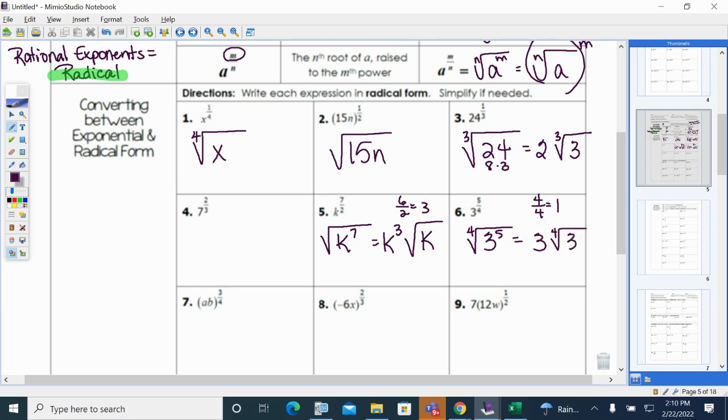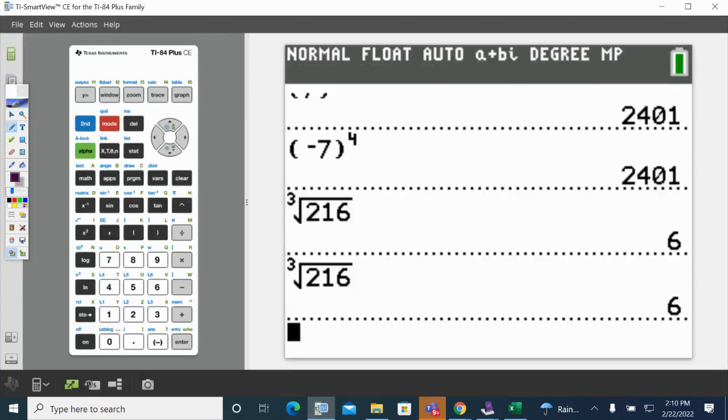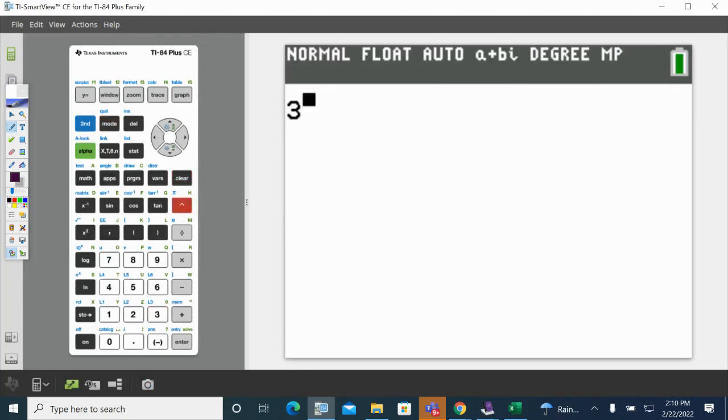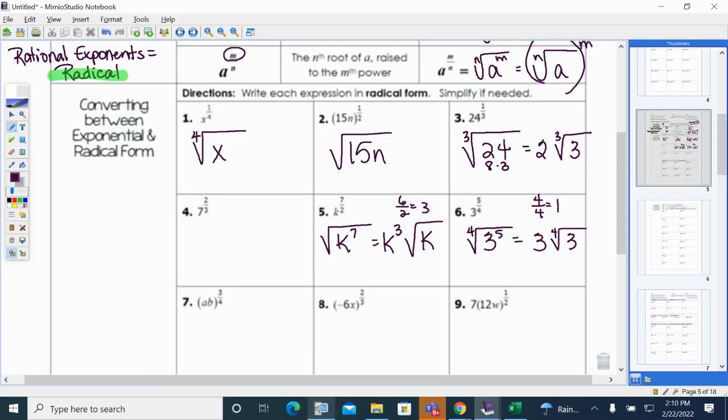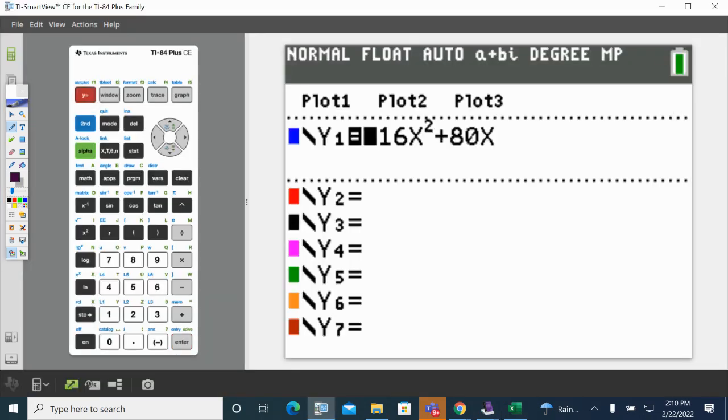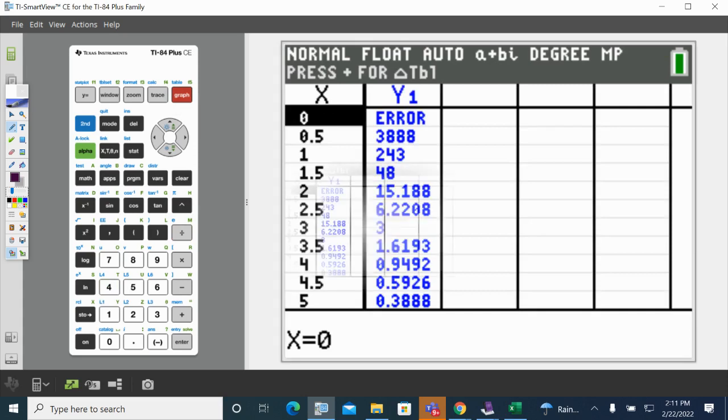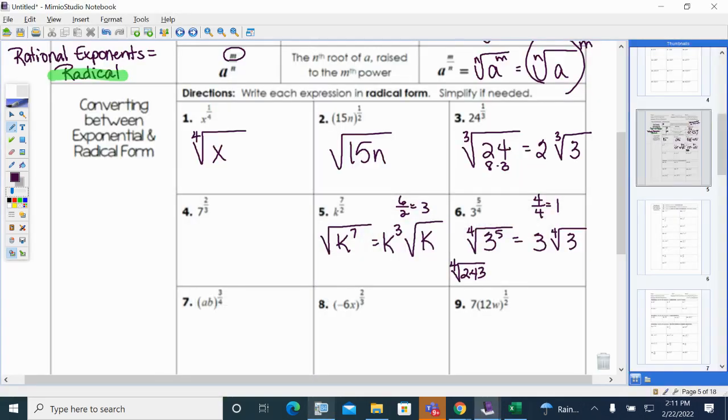Now, if that didn't make any sense, then you're going to do 3 to the 5th power and get 243. And then you're going to have to simplify that. So 243 divided by x to the 4th power, and you see the 3 and the 3, which is what I had a minute ago. So 3 times the 4th root of 3. All right, let's keep going.